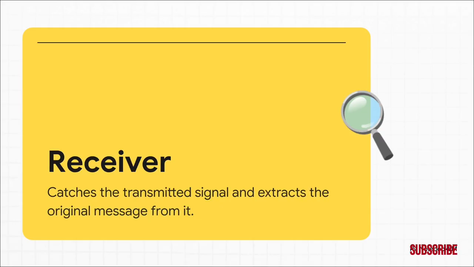I'm going to skip over the middle block just for a second and jump over to the far end, the receiver. The receiver's whole job is to catch that translated traveling signal and pull the original message back out. It basically just reverses whatever the transmitter did so we can understand the message again.